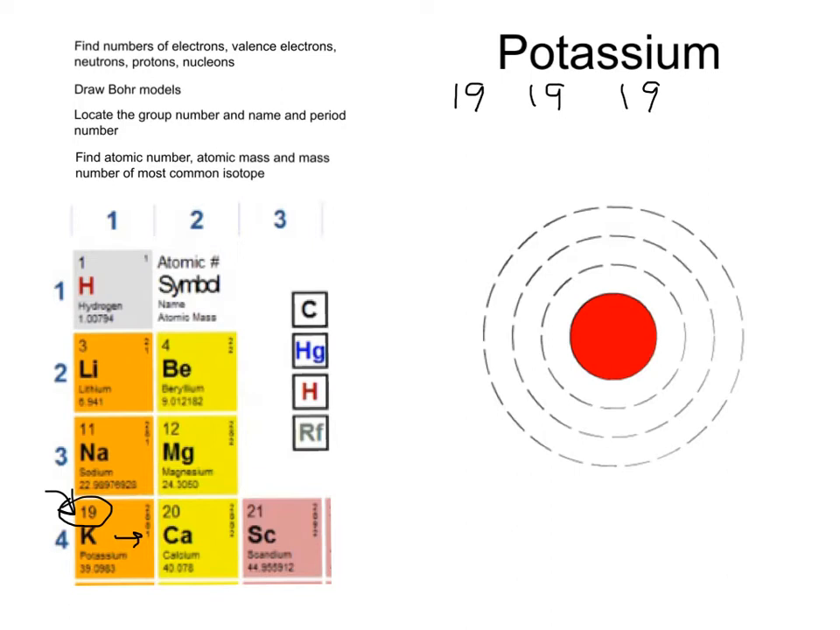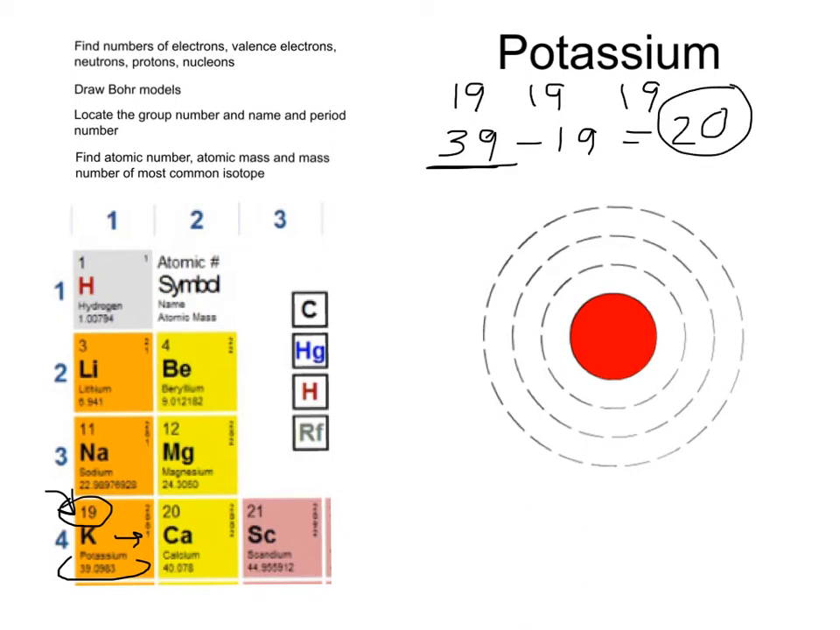To get our neutrons we have to do a little bit of math. We have to round this number, which is 39.09, so that'll round down to 39. And we have to subtract the 19 from that, because that is the number of protons, and this, the mass, is the number of protons and neutrons, so the difference between the two gives us the number of neutrons.